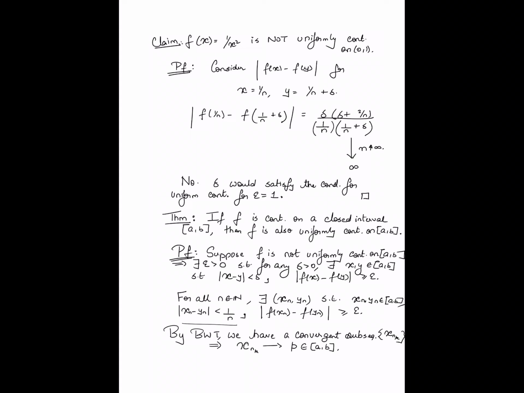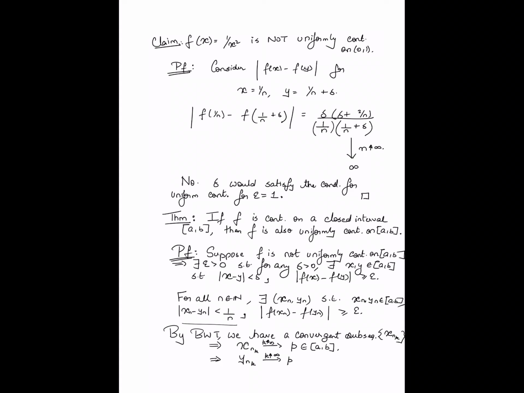Okay. Now, since xnk and ynk are close, in other words, |xnk minus ynk| is at most 1 by nk, it also follows that as k goes to infinity, the subsequence ynk also converges to p. I leave this for you to check. It comes from the fact that |xn minus yn| is at most 1 by n. So if xn has a convergent subsequence, then the same subsequence for the yn sequence is also convergent and, moreover, converges to the same limit p.